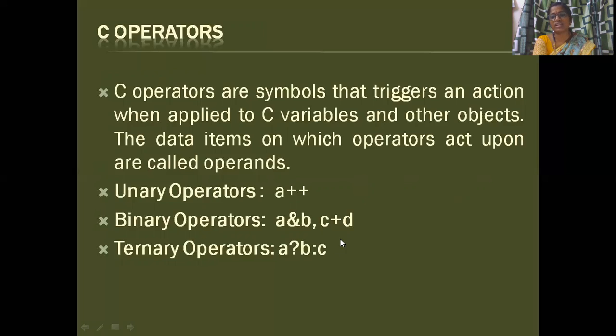So take this simple example. Here C and D are nothing but the operands, whereas plus is an operator, which performs some action. We have 8 types of operators available in C language. In the next video lesson, we learn about the operators.